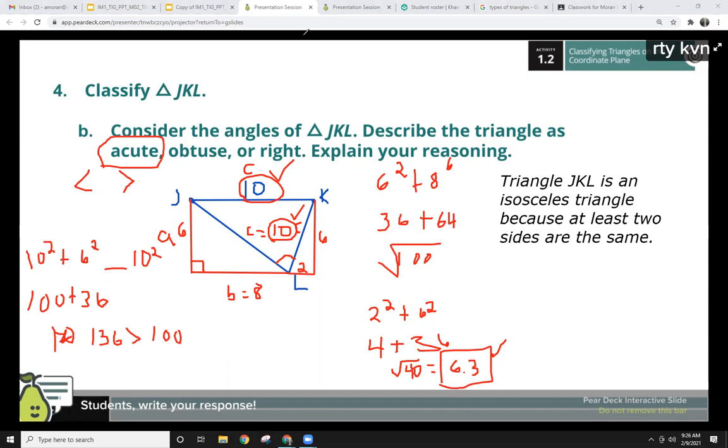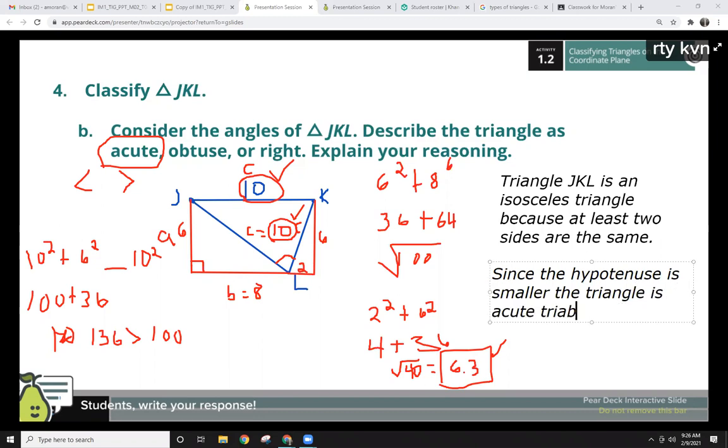So since the hypotenuse is smaller, the triangle is an acute triangle. Yes. Okay. Perfect. And that's it.